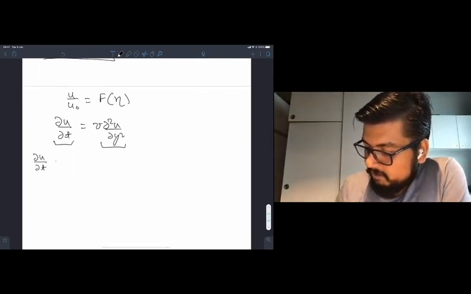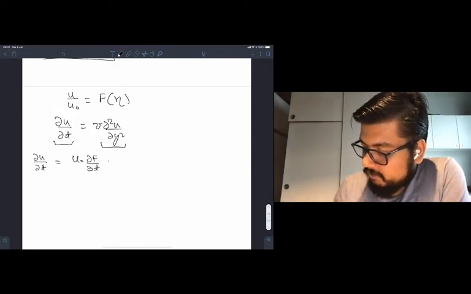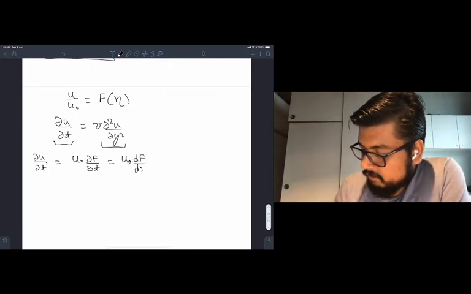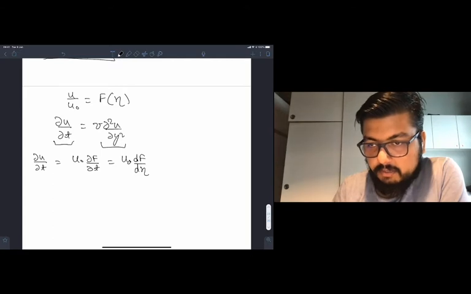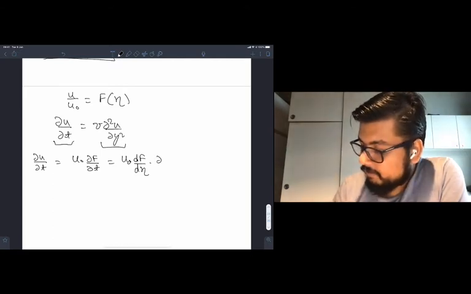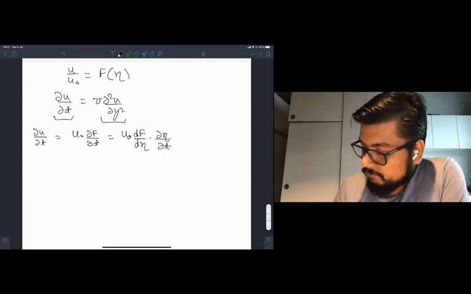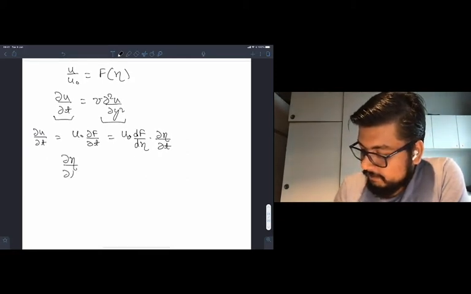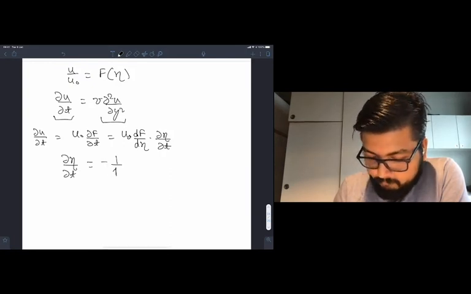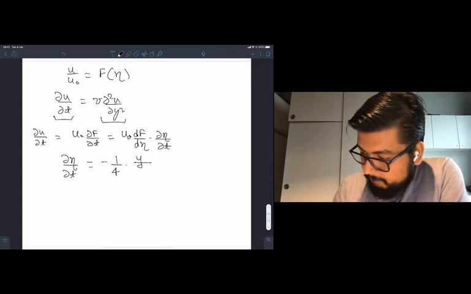So del u by del t is nothing but u naught times del f by del t, which is nothing but u naught times df by d eta. So now it's a total derivative, not a partial derivative, times d eta by dt, and del eta by del t is nothing but minus 1 upon 1 by 4 times y by square root nu t to the power 3 by 2.